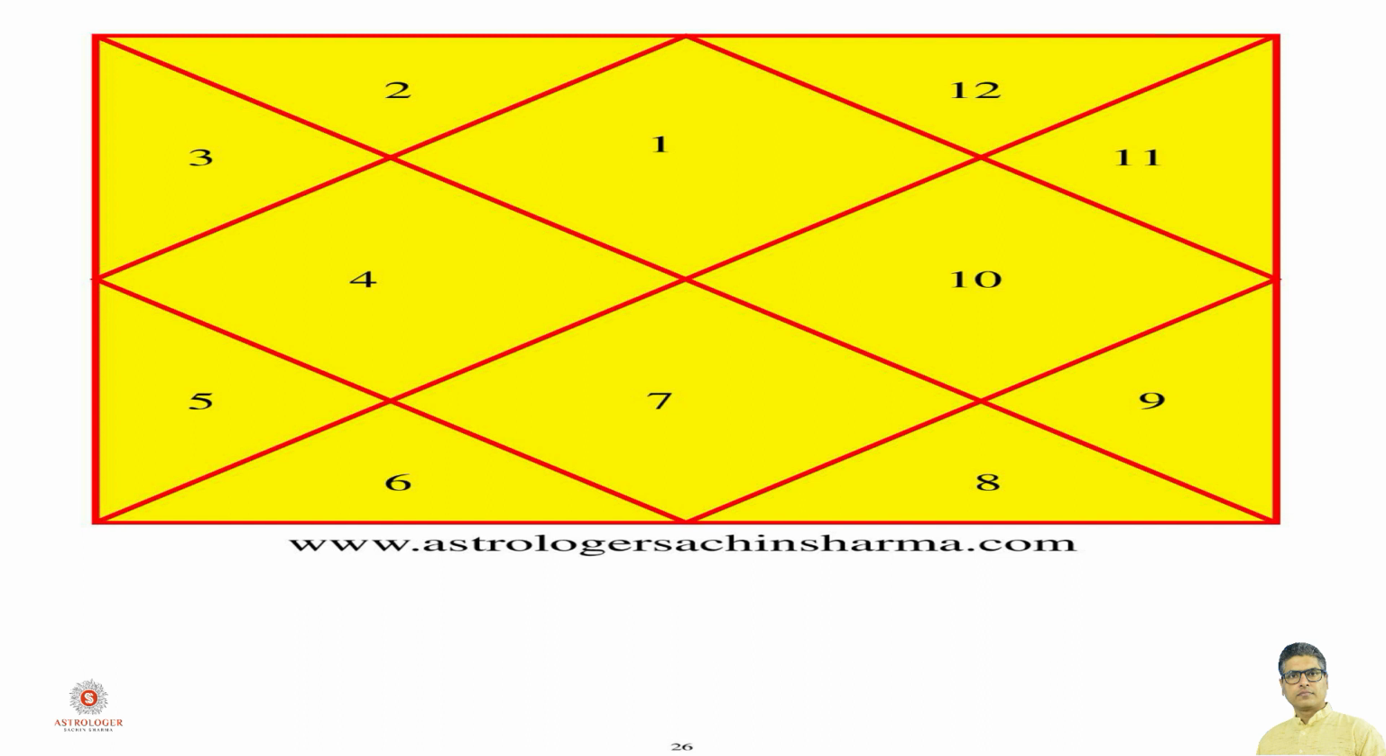Here we are not discussing the numbers written in the houses. These numbers represent the exact position of the house. So there are 12 houses in a birth chart.